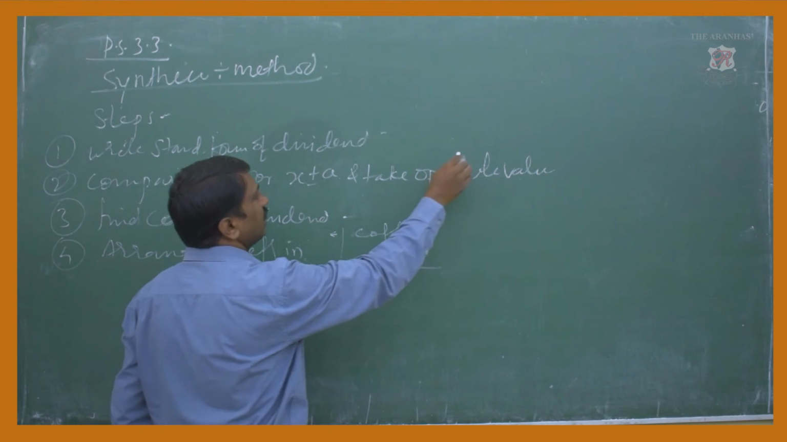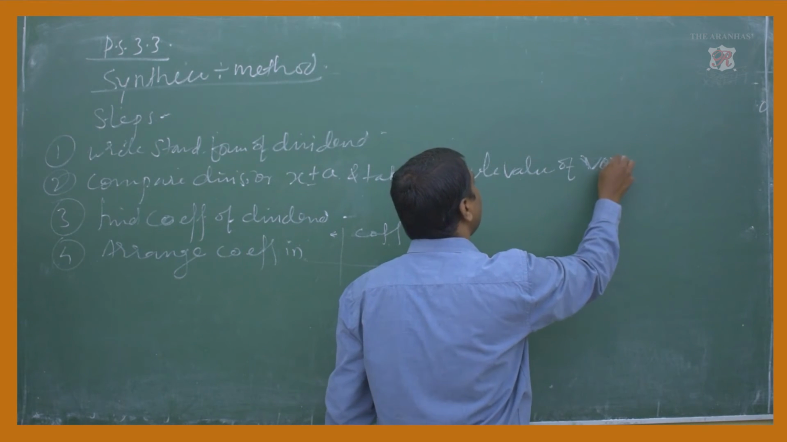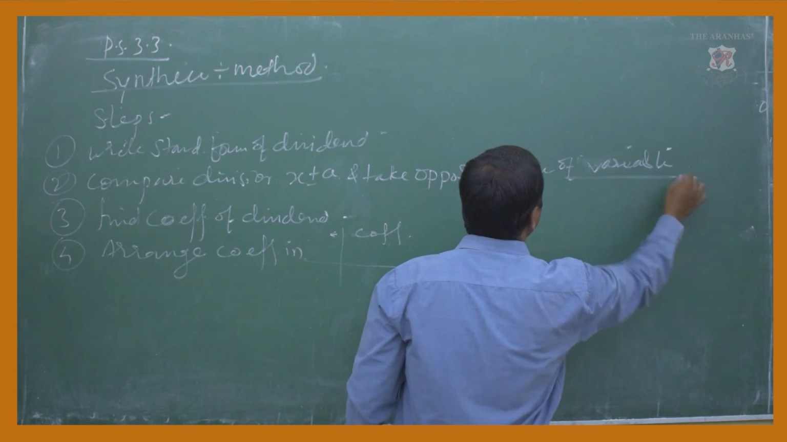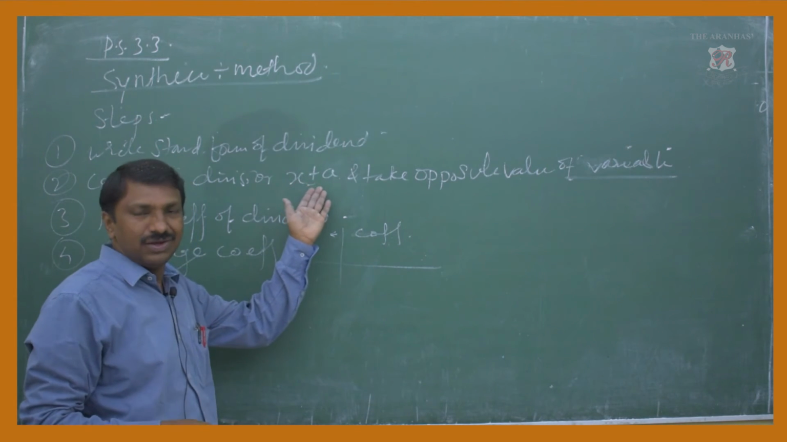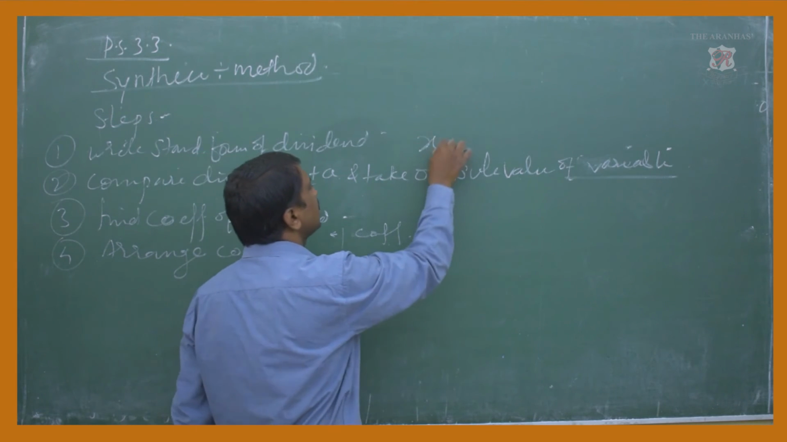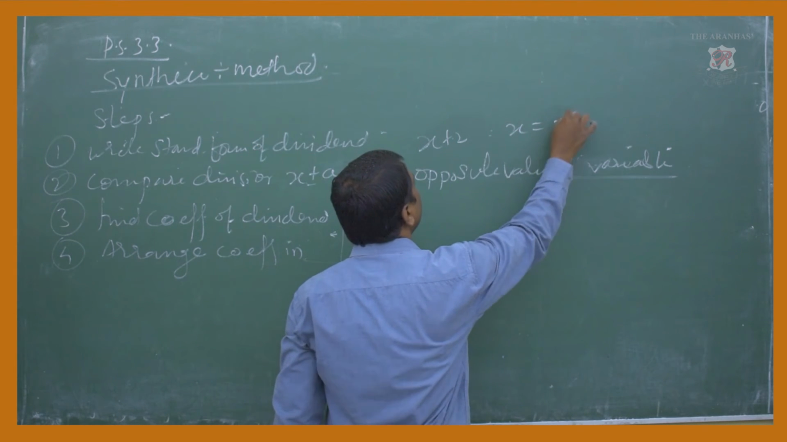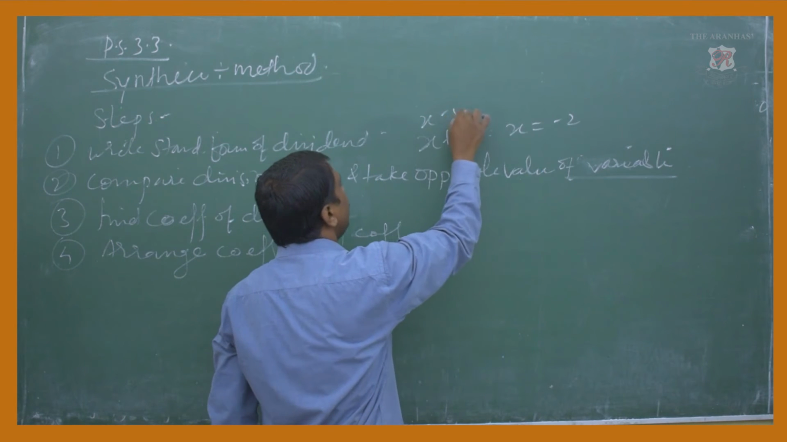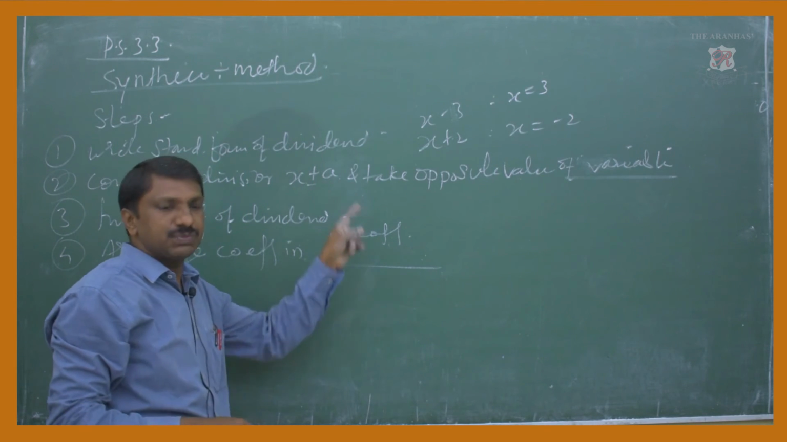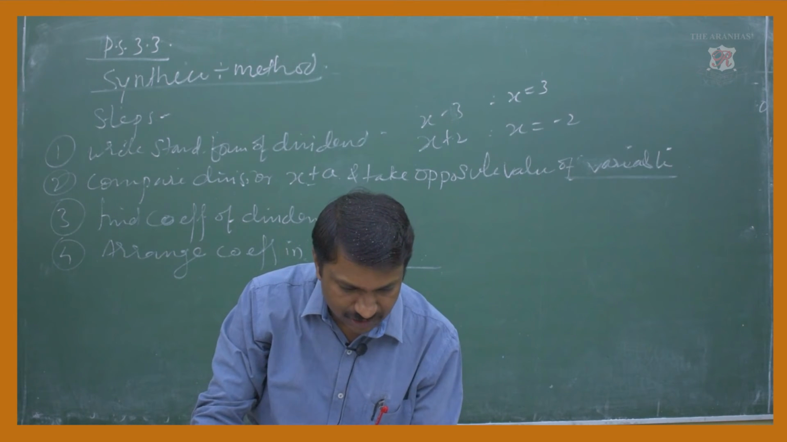The value of x here means find the value of the variable. See what I am saying, we are going to find the value of the variable. For example, x plus a. So a will be positive or negative, that we have to find. Suppose x plus 2, then the value of x will be minus 2. Suppose x minus 3, then the value of x will be plus 3. If you compare with x plus a, immediately you will come to know the value.